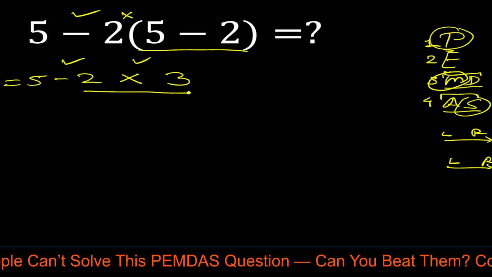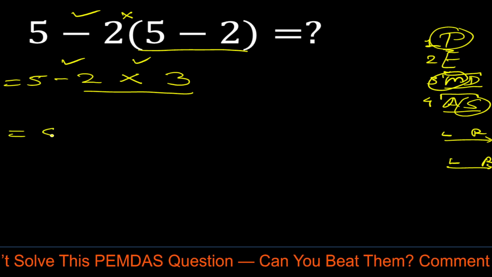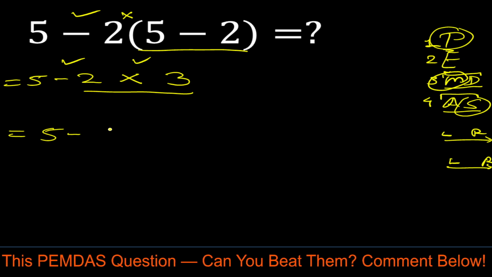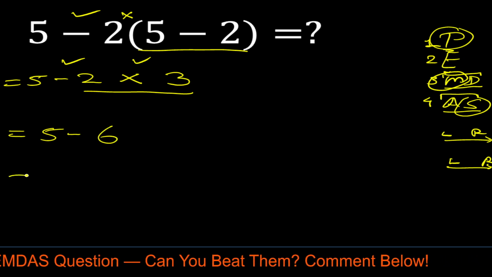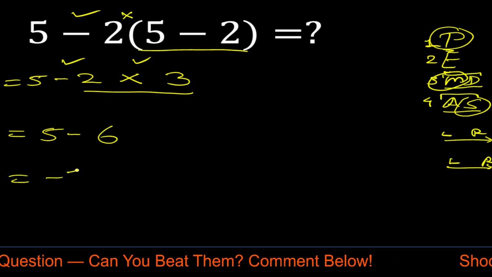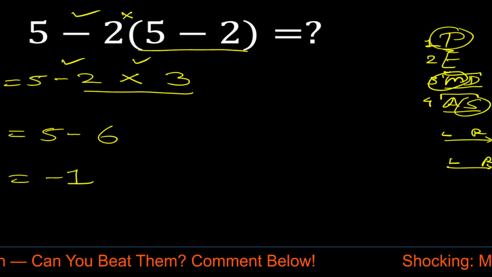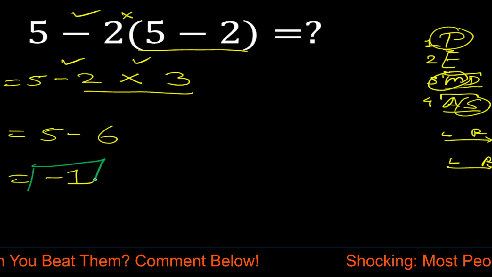So first we have to solve this multiplication. So 5 minus, now 2 times 3 is equal to 6. So 5 minus 6 is equal to minus 1, right? So the correct answer is minus 1.